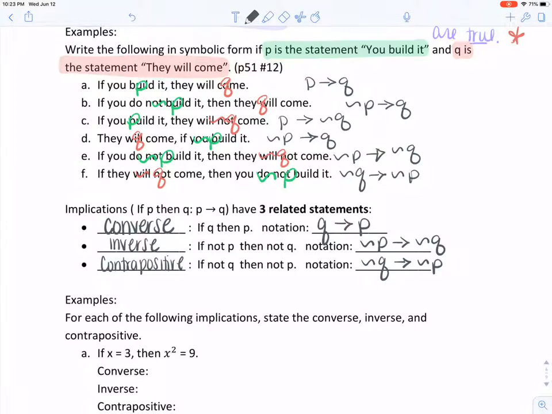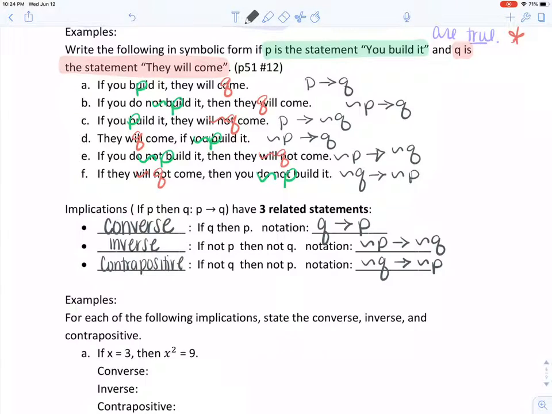So here's an example on the screen of just writing the symbolic form for "P, you build it, Q, they will come." You'll see several examples that I've walked through. Take time now to pause the video and work yourself through those examples. All right, so once you've done that, let's look more into some related statements with implications.